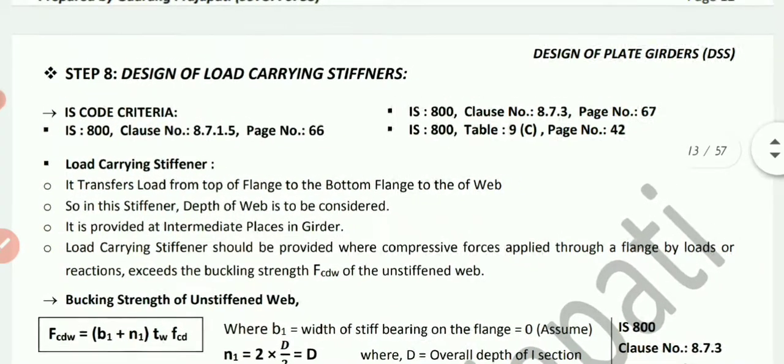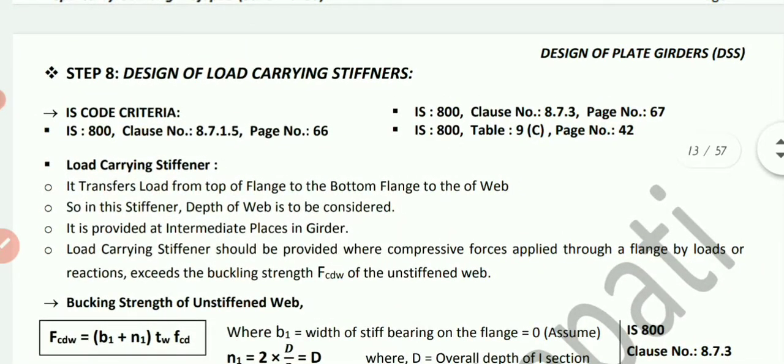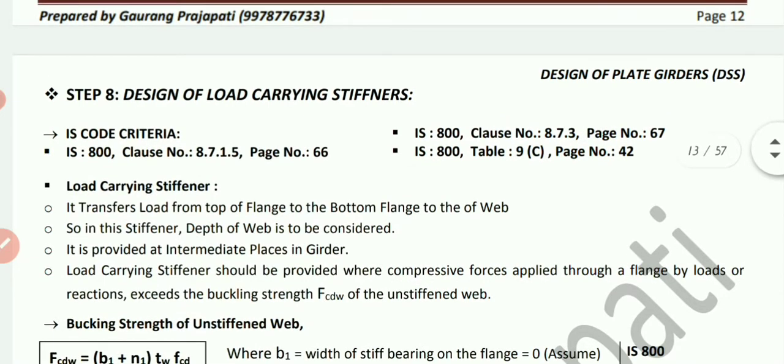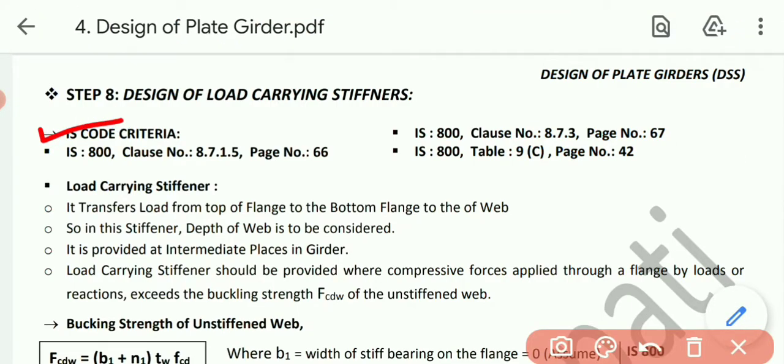Now, in the previous video, we have covered the first 7 steps of the design of unshrunken plate girder. In this video, I am going to continue the design. So, first of all, let's start with the next step, that is step number 8, design of load carrying stiffener.